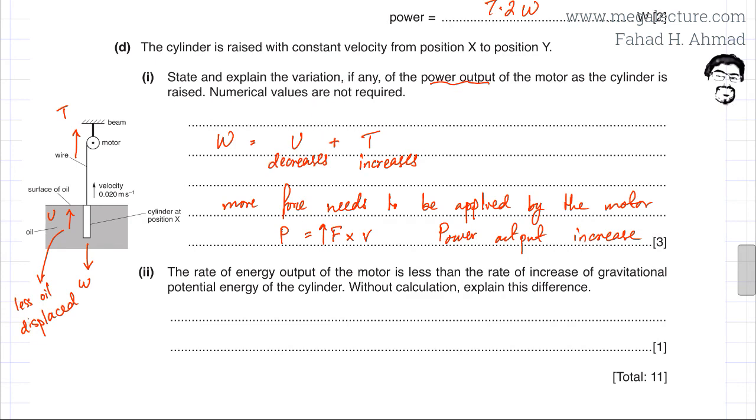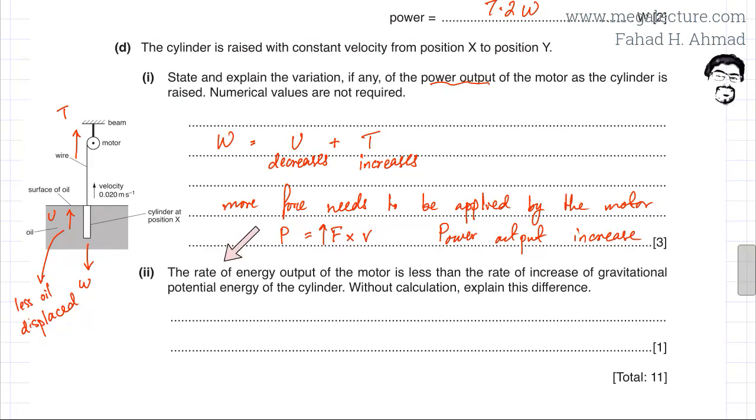So the upthrust is decreasing, which means that more force needs to be applied by the motor. And if more force is applied, then the power output, because power is force into velocity, the power output of the motor is going to increase.